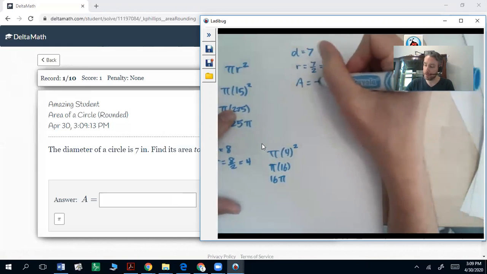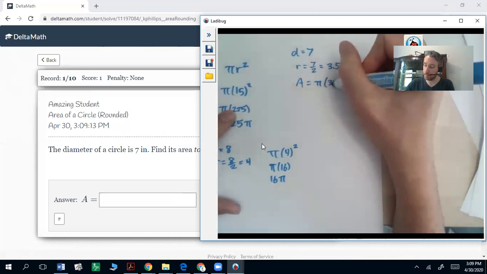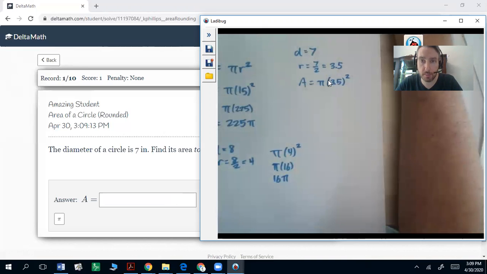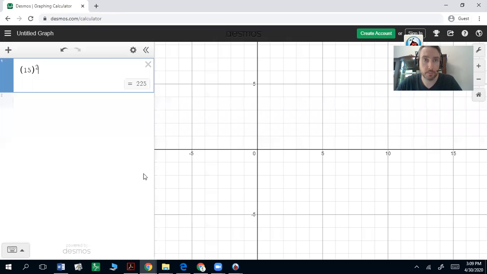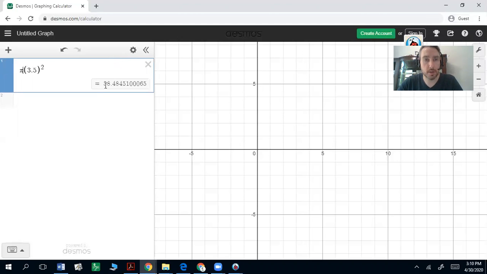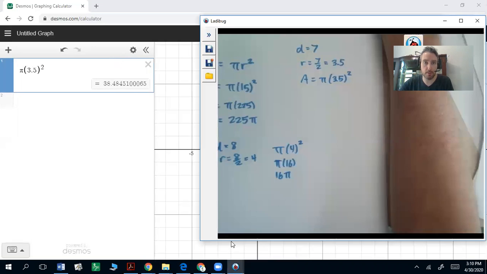Now, if the area is pi r squared and it wants you to round it, then you have to be careful with your rounding. But the first thing you would do is you would plug in pi times 3.5 squared into the calculator. So don't just do the 3.5 squared. Do the pi first. You can type in pi in Desmos. So anyway, it says 38.48. So all of that multiplied together gives you 38.48.